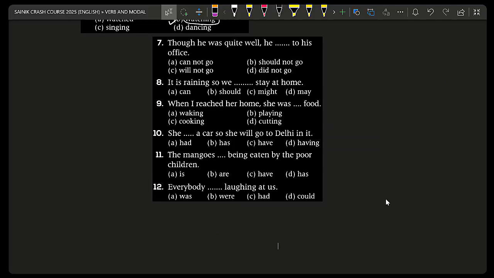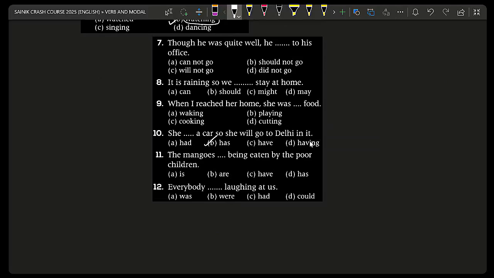Yes, which option? Sir, option B. Option B, has. She has, right? Yes, sir. Yes, correct. She had is a past form. Now she is able to go to Delhi. That means she is an owner. She's having the ownership now, present form. So we have to say has, right?